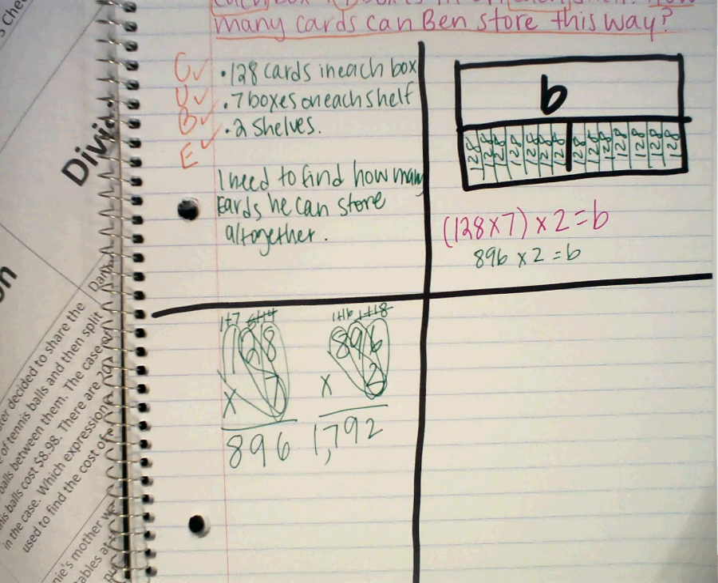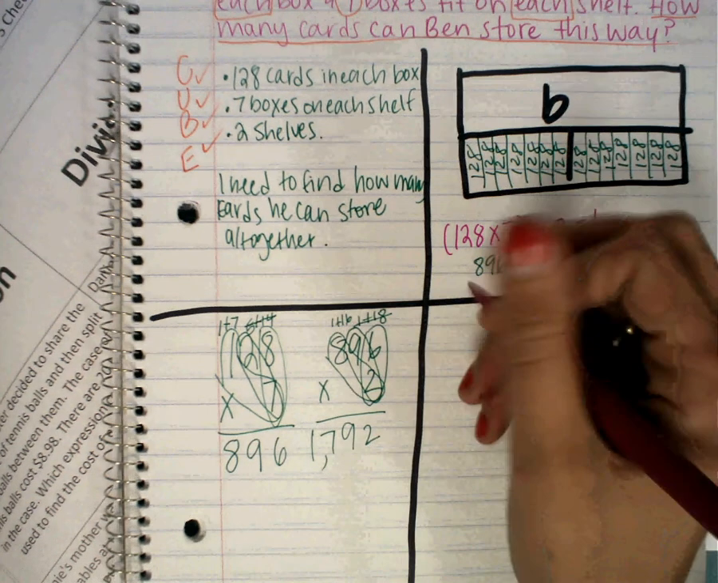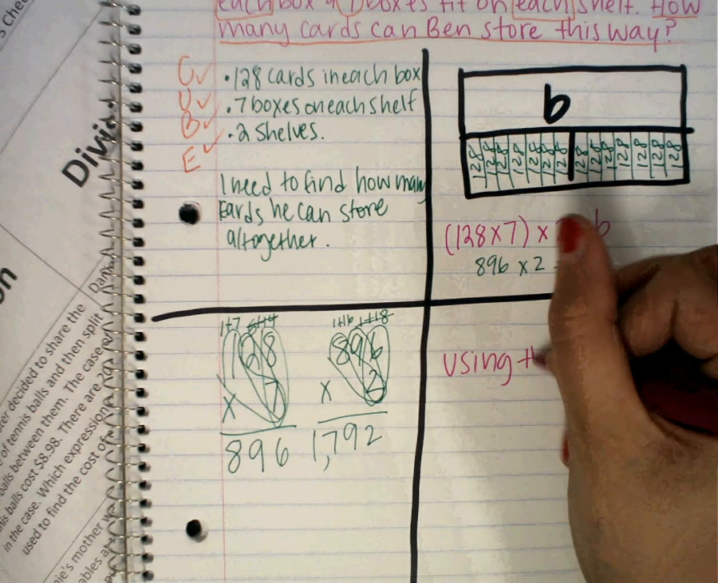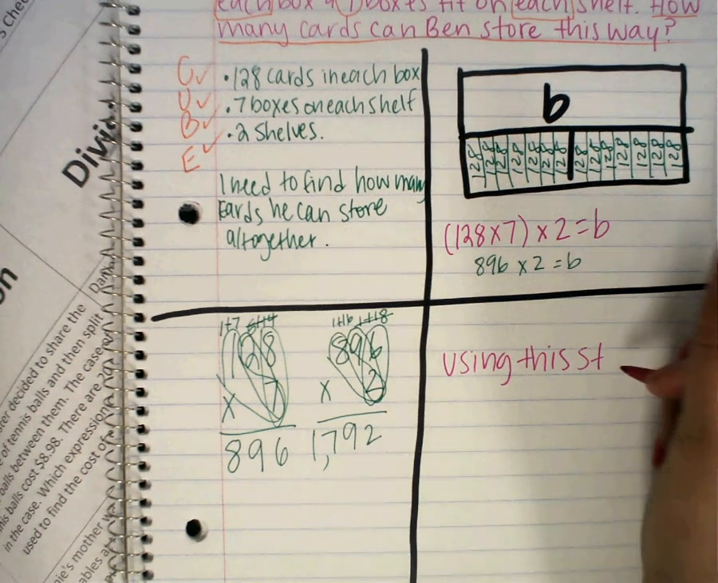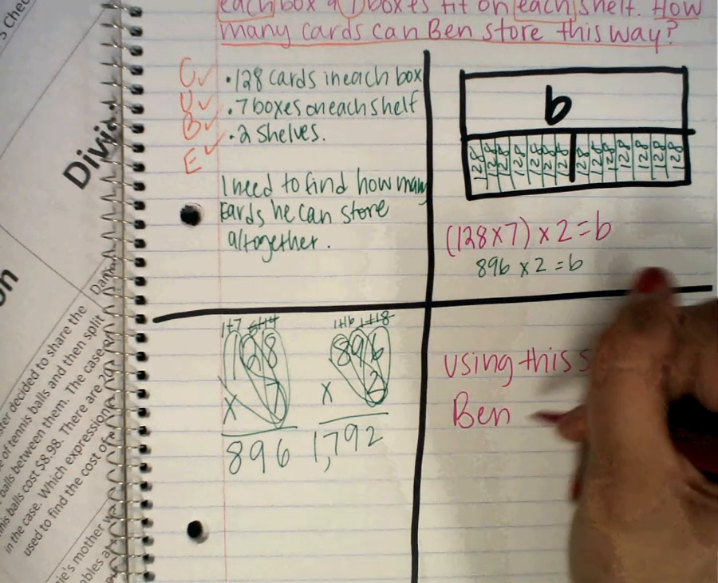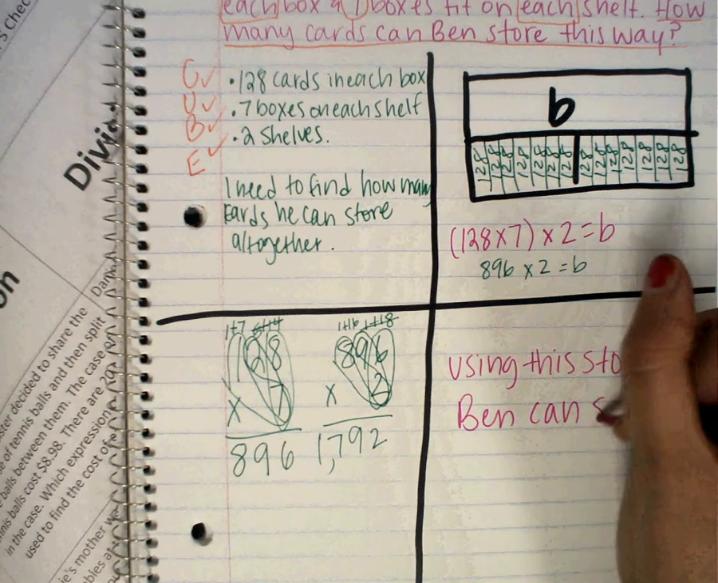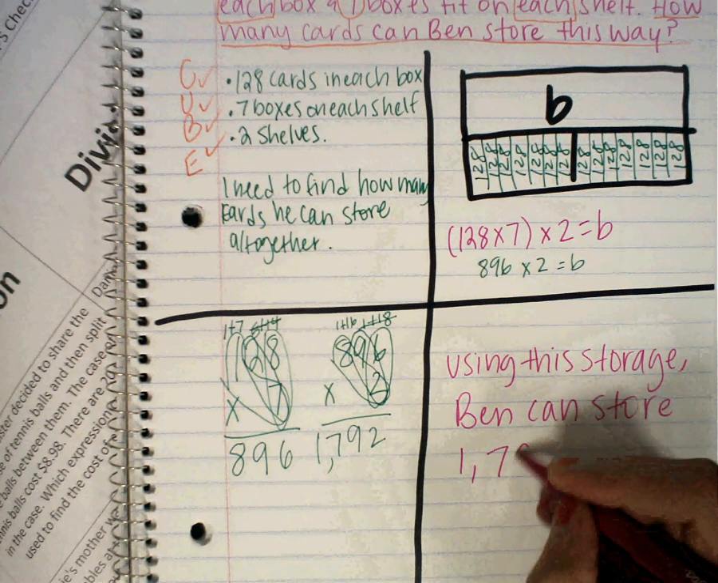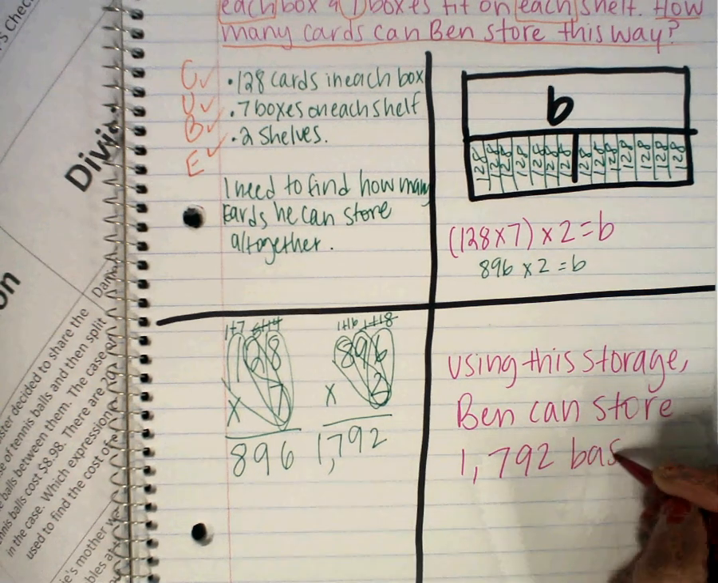1,792 what? Baseball cards. You can't forget your label. Without a label, your number is meaningless, right? So I would say something like, using this storage, Ben can store 1,792 baseball cards.